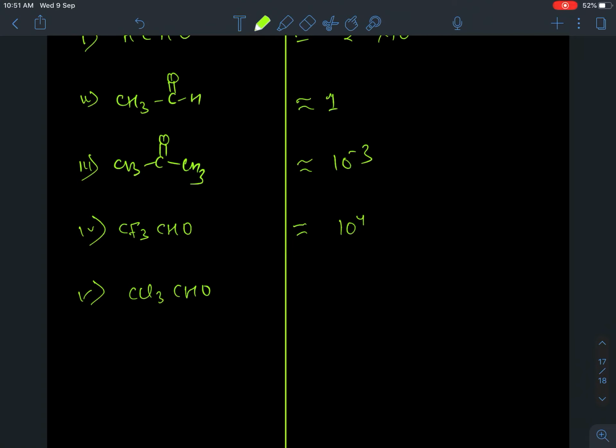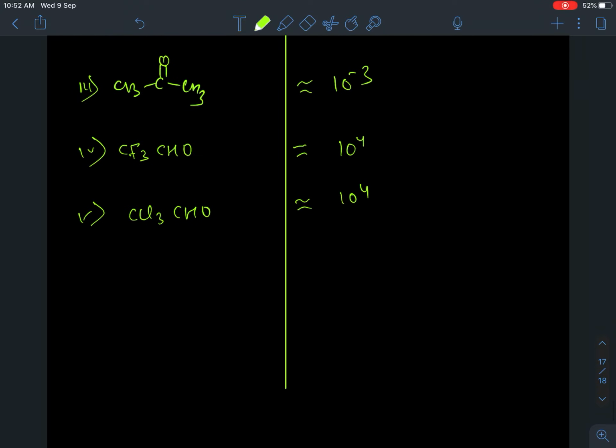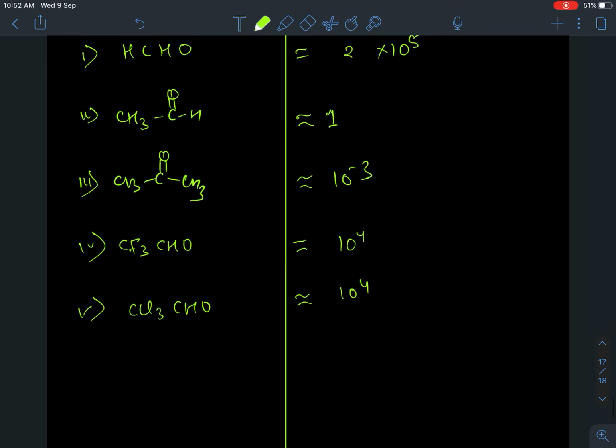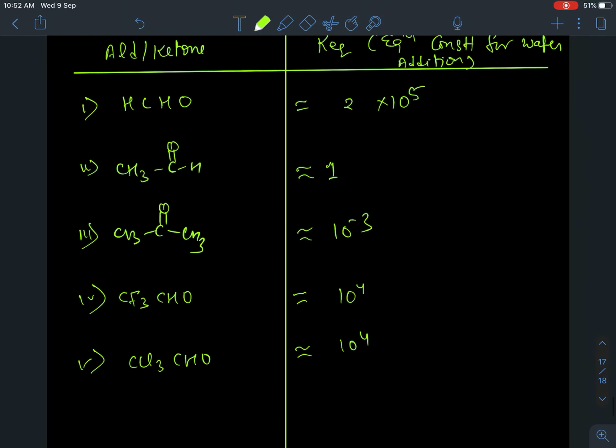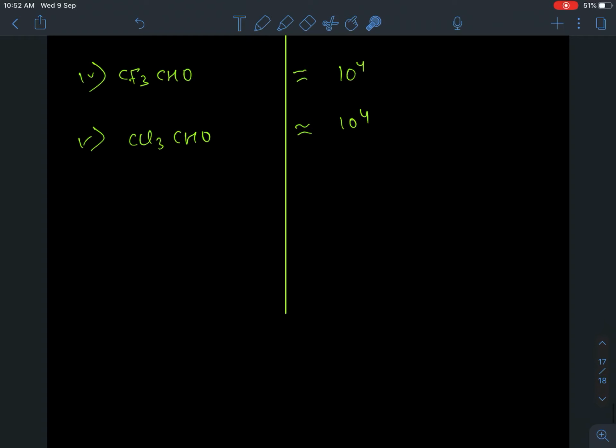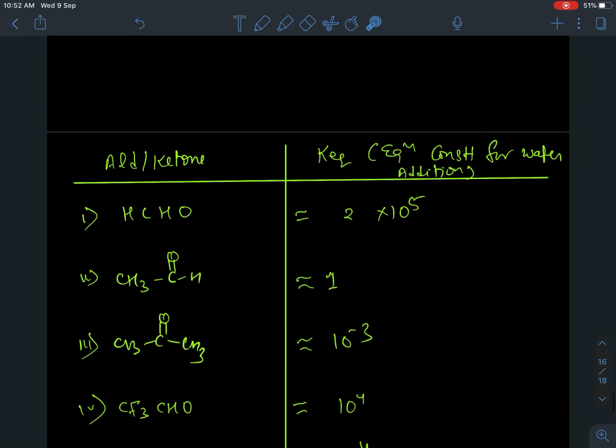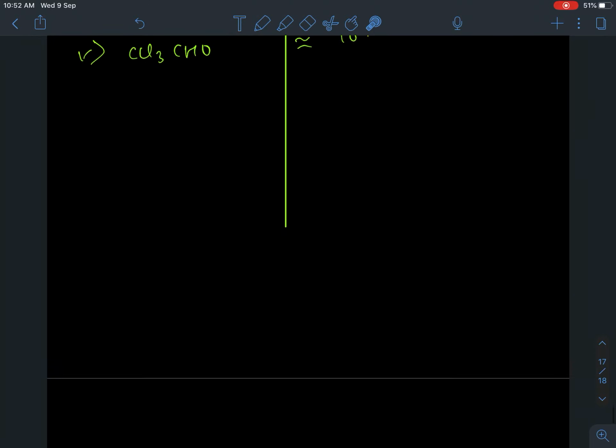And when it becomes of the order of 10 to the power 4. So in all of these cases you can see the hydrate is quite stable. When the equilibrium constant is equal to 1, then it means 50% left and 50% right, means 50% hydrate is there. When the equilibrium constant is more than 100 also, then also the hydrate form is dominating.